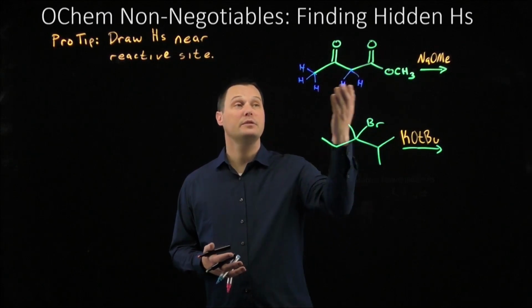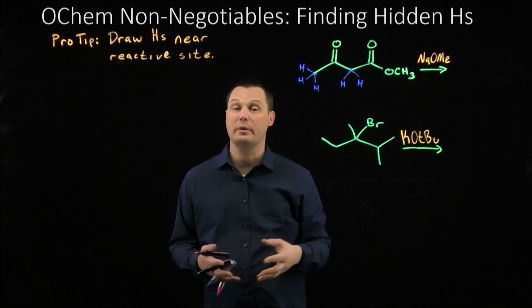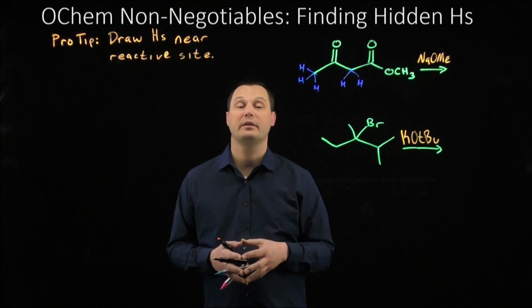From here, you would need to notice that these are alpha-type protons on the carbon next to a carbonyl, and they have a pKa of around 20 or so. This isn't a video about pKa's or acid-base chemistry. I do have a playlist that I'll link to down below, though.